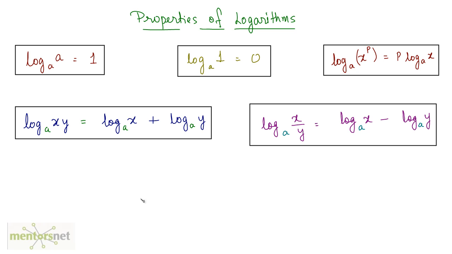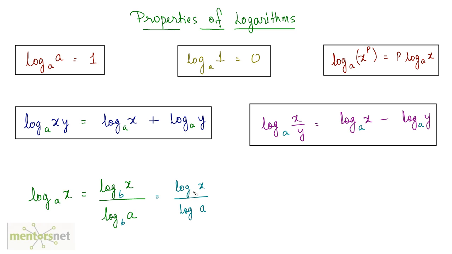Alright, let's move ahead. When you have a log of some number to the base some number, you can write it as log of that number divided by the log of its base. Right, so you can even write it as log of x divided by log of a. Right, when you don't give the base, you consider it a common logarithm in which the base is 10. Right, so this is one property to be remembered.